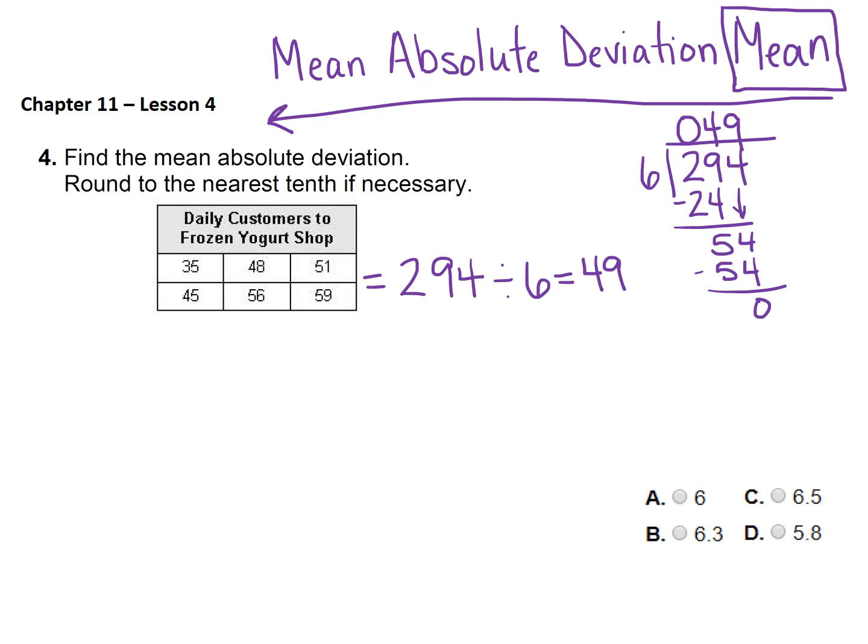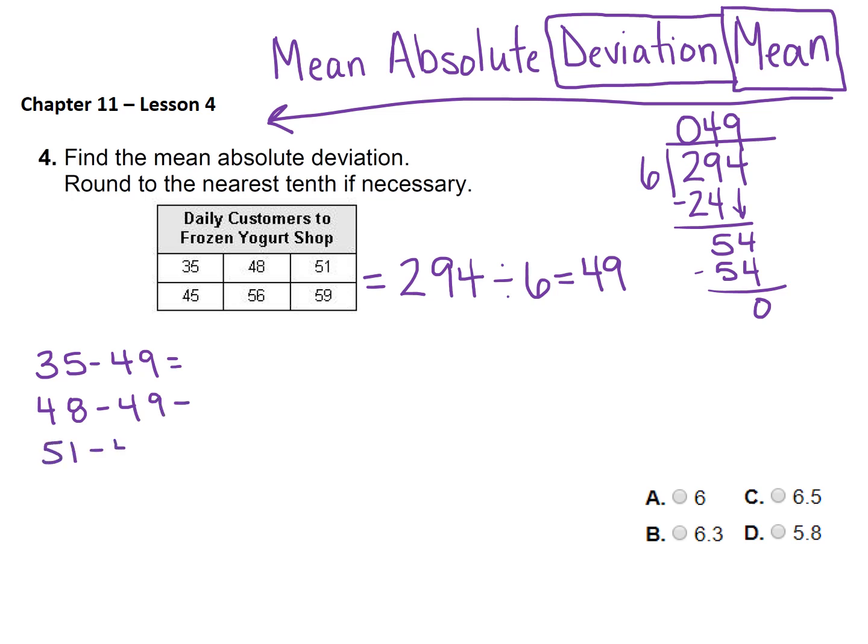Next, my directions are right here in the name. The next thing I do is find the deviation from the mean. So I'm going to have 35 take away 49, 48 take away 49, 51 take away 49, 45 take away 49, 56 take away 49, 59 take away 49.